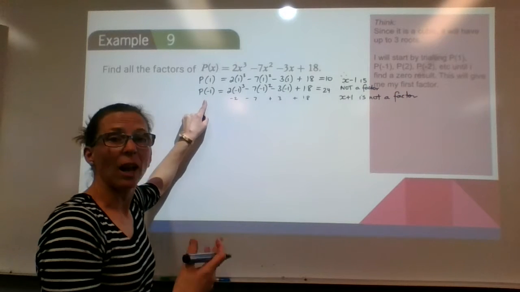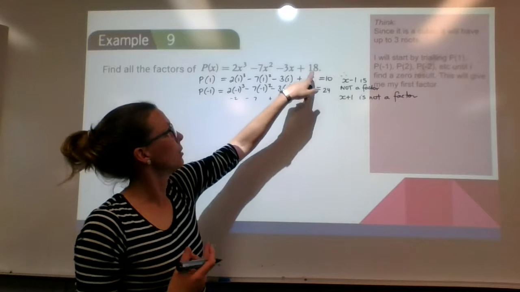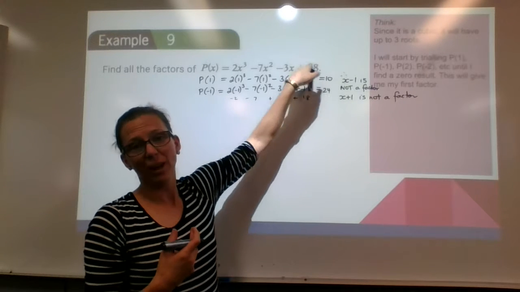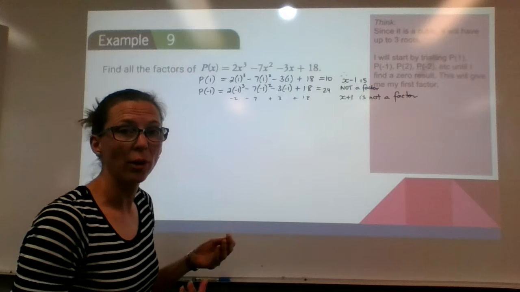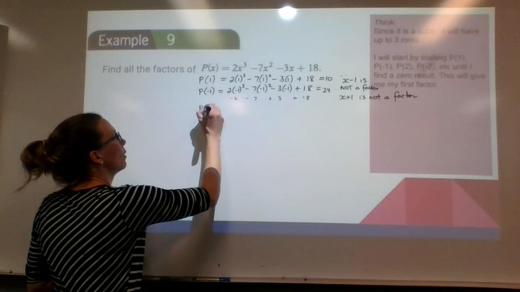Now, this trialling thing, I keep going. So what I basically do is I trial it with all the factors of this number, this final constant. So I'll try it with 2.